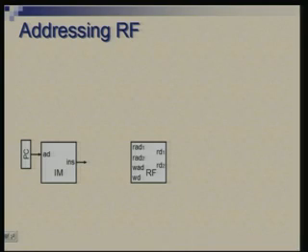So, the 3 address inputs are read address 1, read address 2 and write address. These are the 3 inputs, each of these is 5 bits. There are 2 data outputs, read data 1 and read data 2, and there is 1 data input, write data.